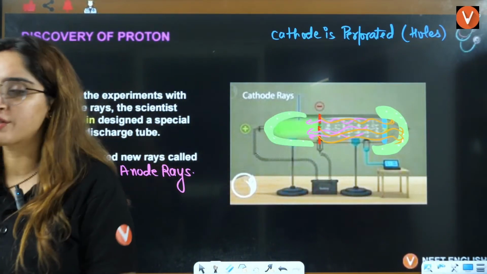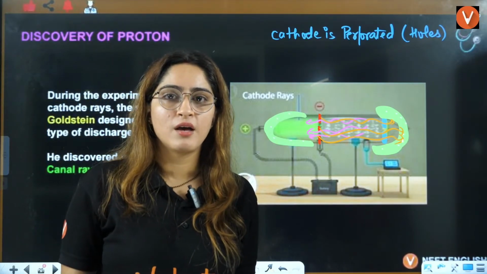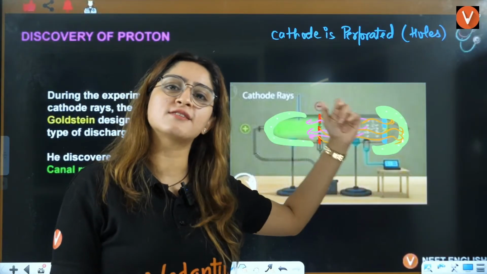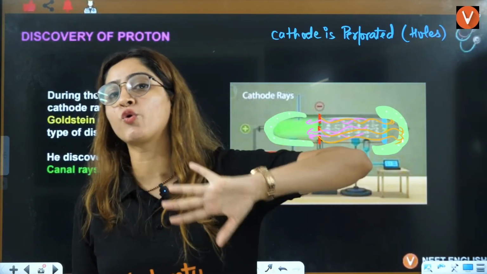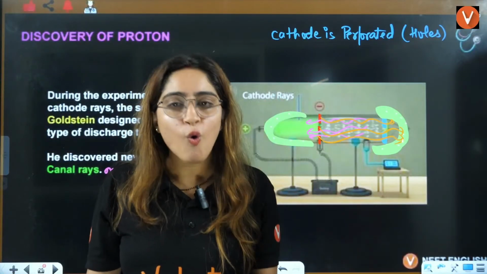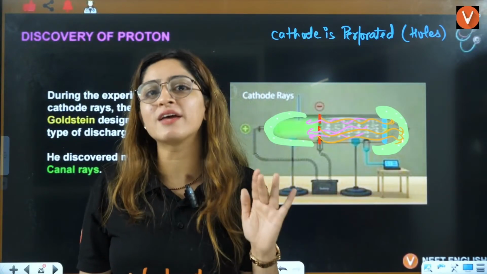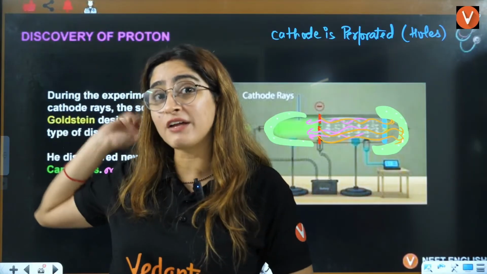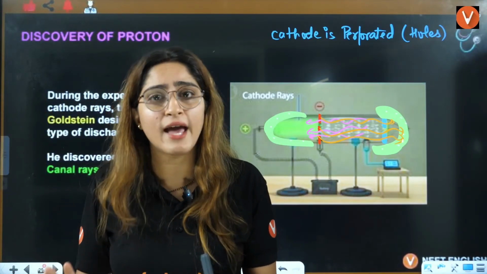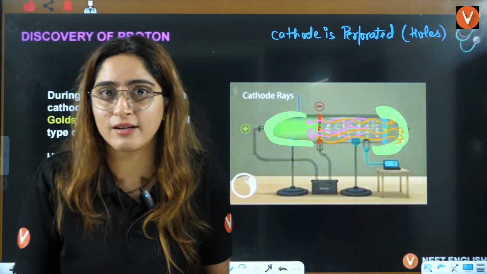That means it's not like when we have a perforated anode, only cathode rays are coming. When we have a perforated cathode, only anode rays are coming. Both the rays, cathode rays and anode rays, were always there, right? Even when we studied the cathode ray experiment, anode rays were there. It's just that we didn't notice it, right?